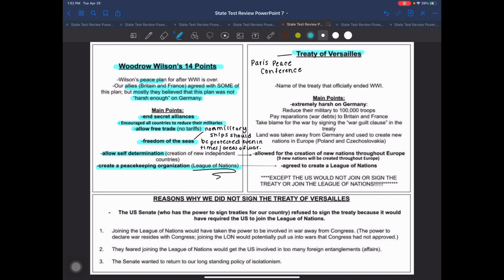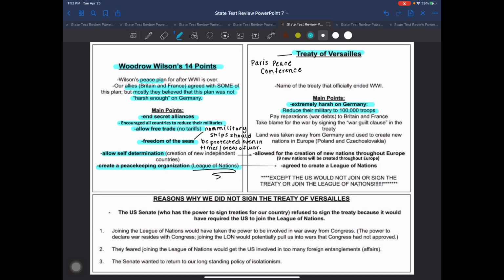And the number one thing you've got to know about this treaty is it was extremely harsh on Germany, which was not Woodrow Wilson's intentions at all. But these are the things that the treaty is going to require of Germany. The first thing, they have to reduce their military to only 100,000 troops. For a standing army at the time, that's not difficult, but to only have 100,000 troops with the potential of going to war, you're not going to be successful at all. So that's the mindset of our allies: yeah, we're going to let them have a military, but not one large enough to actually do any damage.